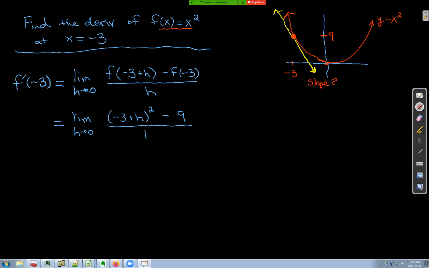And then you divide by h. And also you might have noticed, hey, we got a 9 here when we drew the picture, and we also got a 9 here. And that is not a coincidence, because 9 is what you get when you plug negative 3 into the function, and plugging negative 3 into the function is what we're doing here. So that's not a coincidence.